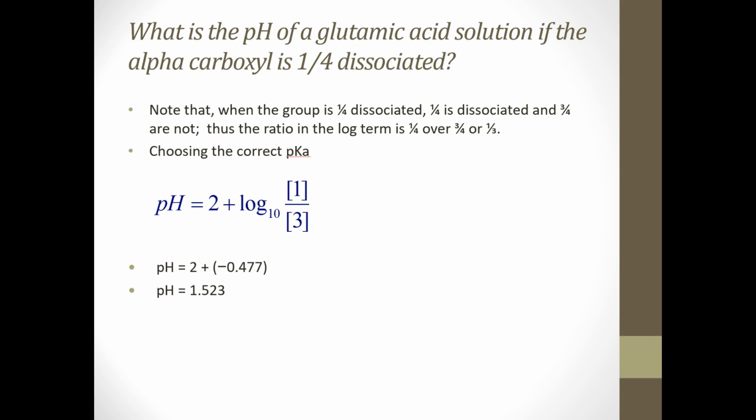So this is a really classic problem that you see in a lot of multiple choice exams for biochemistry. What is the pH of a glutamic acid solution if the alpha carboxyl is 1/4 dissociated? It's not really hard, but there's a little bit of a trick to it, so I wanted to walk you guys through it. The trick is, most of you are used to seeing the calculation as shown.